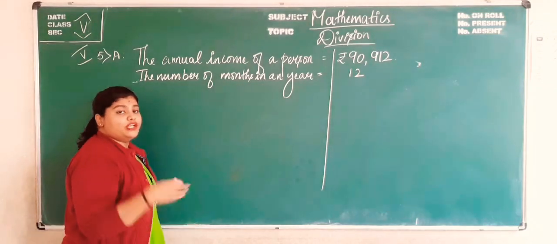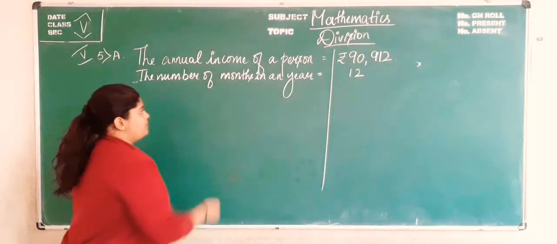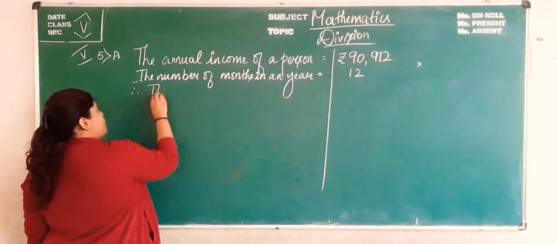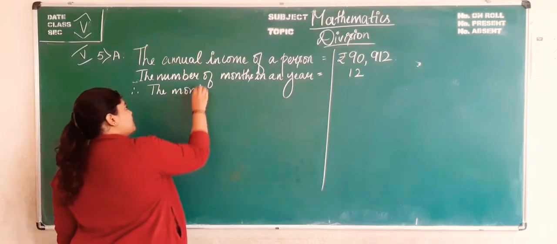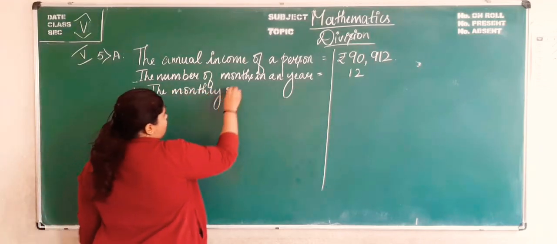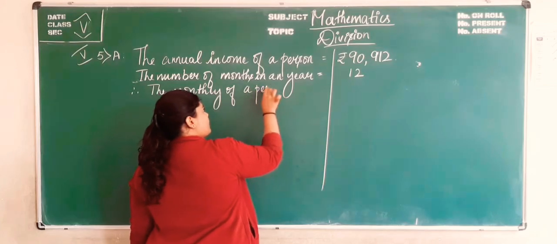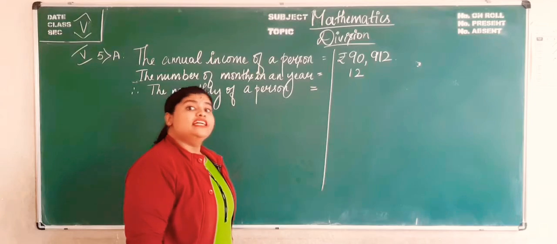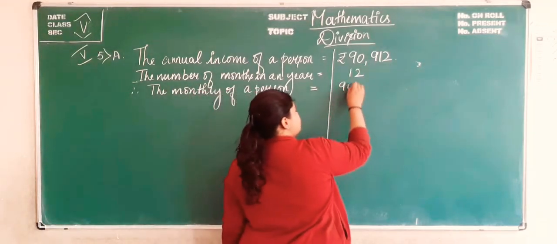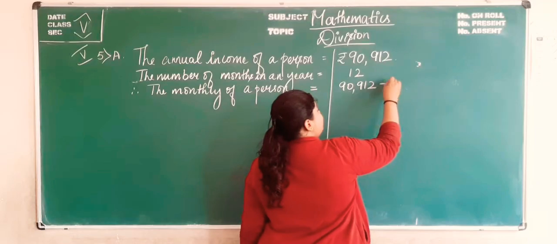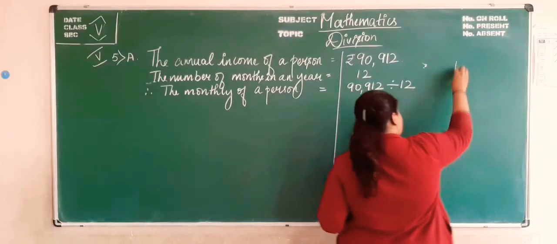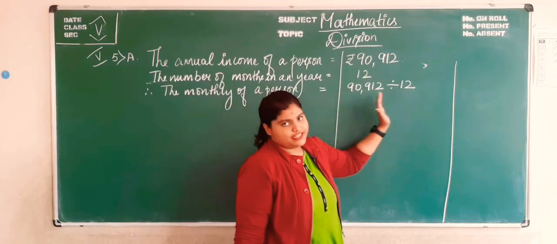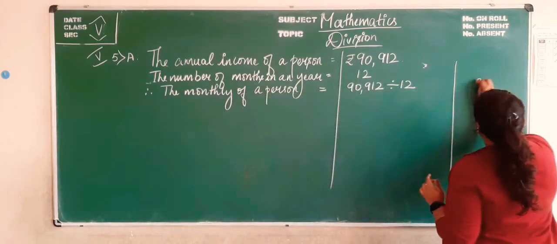So what do we have to find out? We have to find out the monthly income. What should be the next statement? Yes. Therefore, the monthly income of a person will be equal to 90,912 divided by 12. So now I should divide 90,912 by 12.